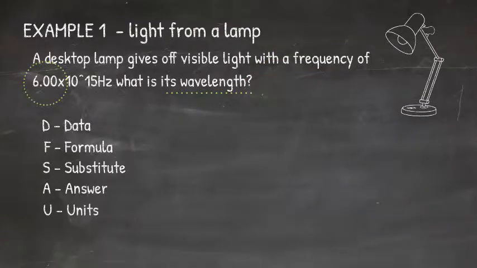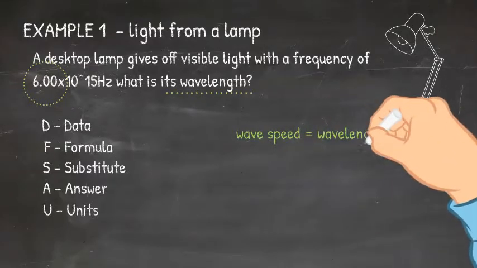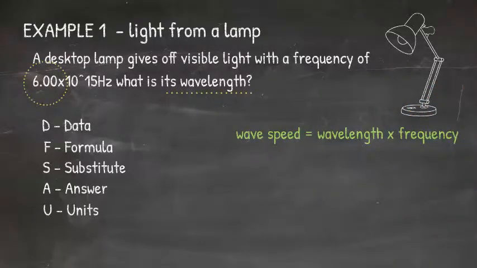Now, you might have noticed that this question only gives us 2 variables and we need a third, but hopefully you realise that light is part of the electromagnetic spectrum and therefore travels at the speed of light, which is 3 times 10 to the 8 meters per second. This gives us our third variable, and we can now identify an equation, which is wave speed equals wavelength times frequency.